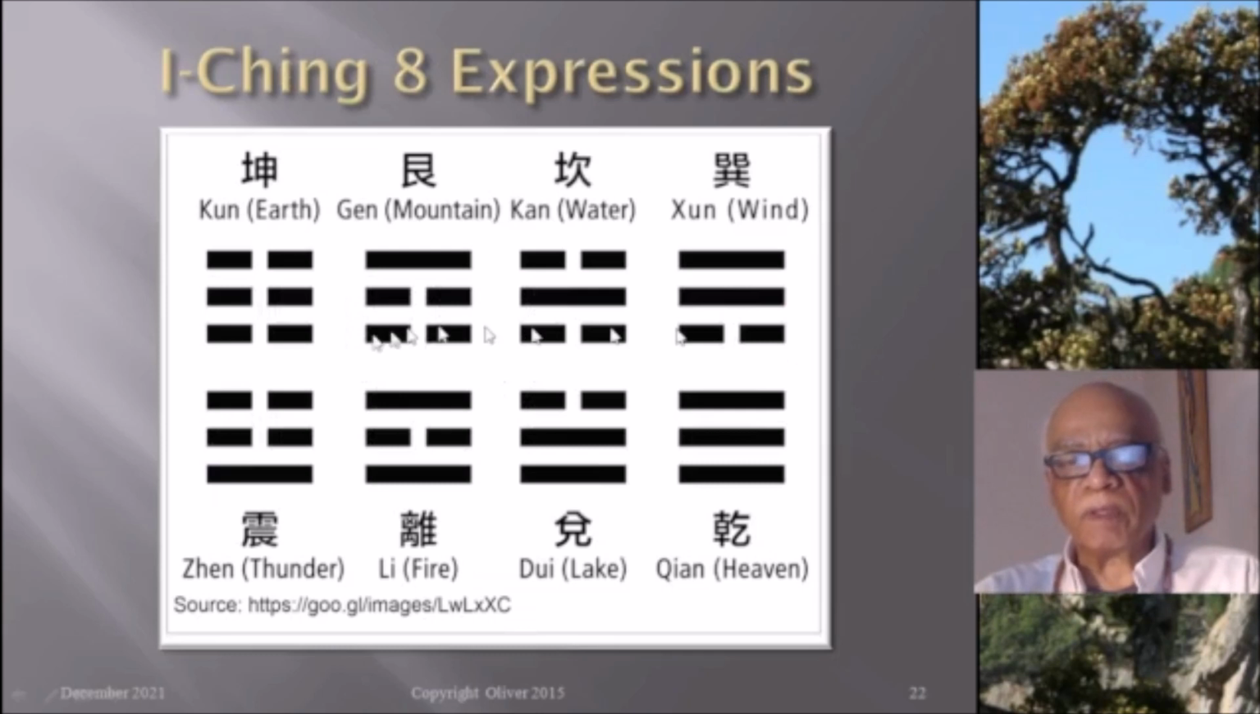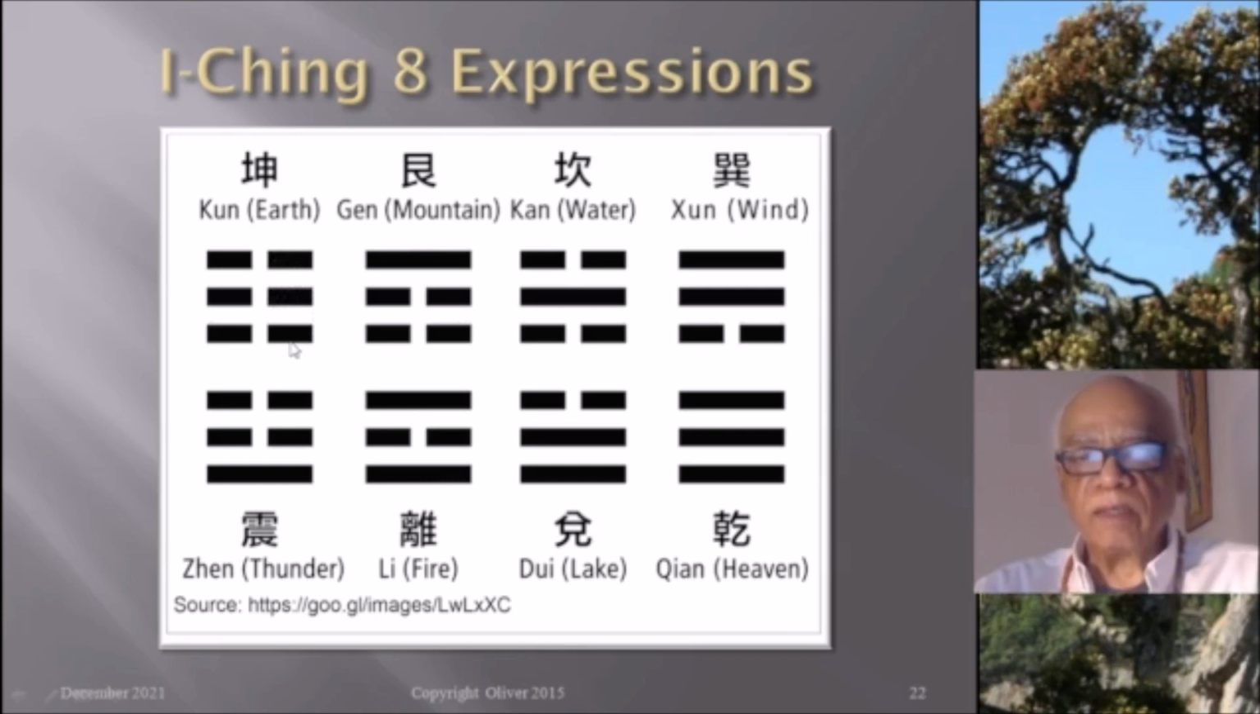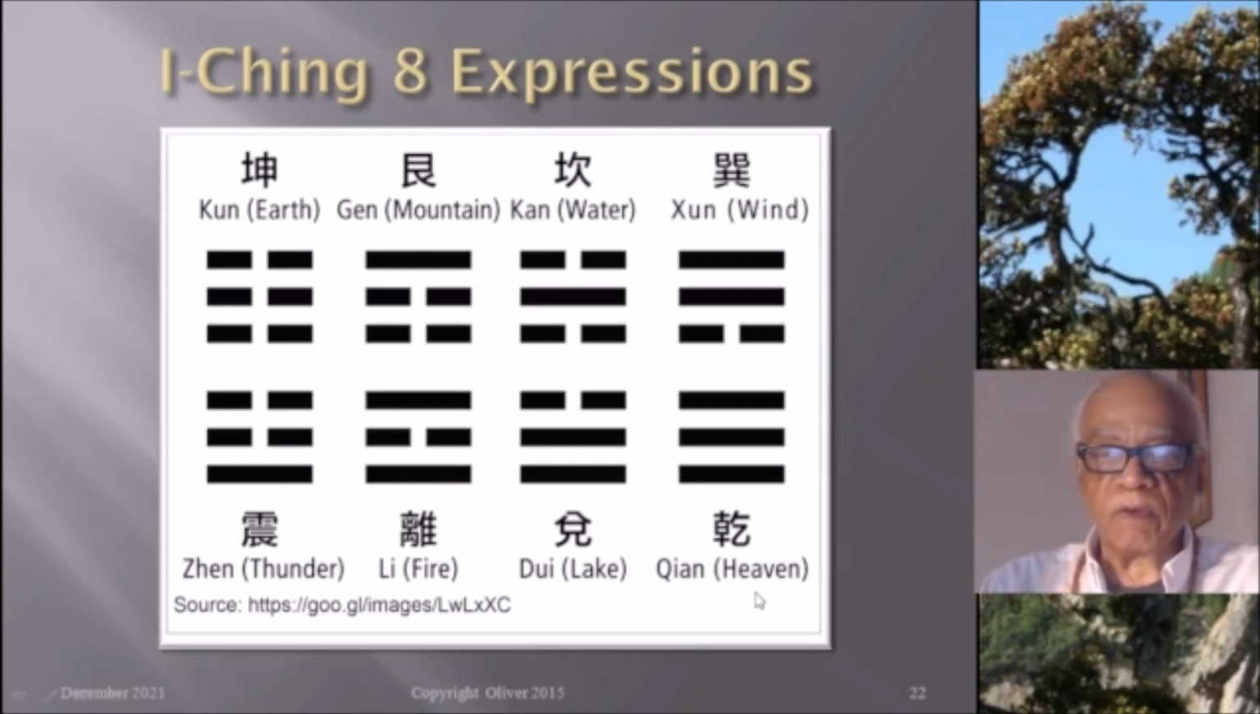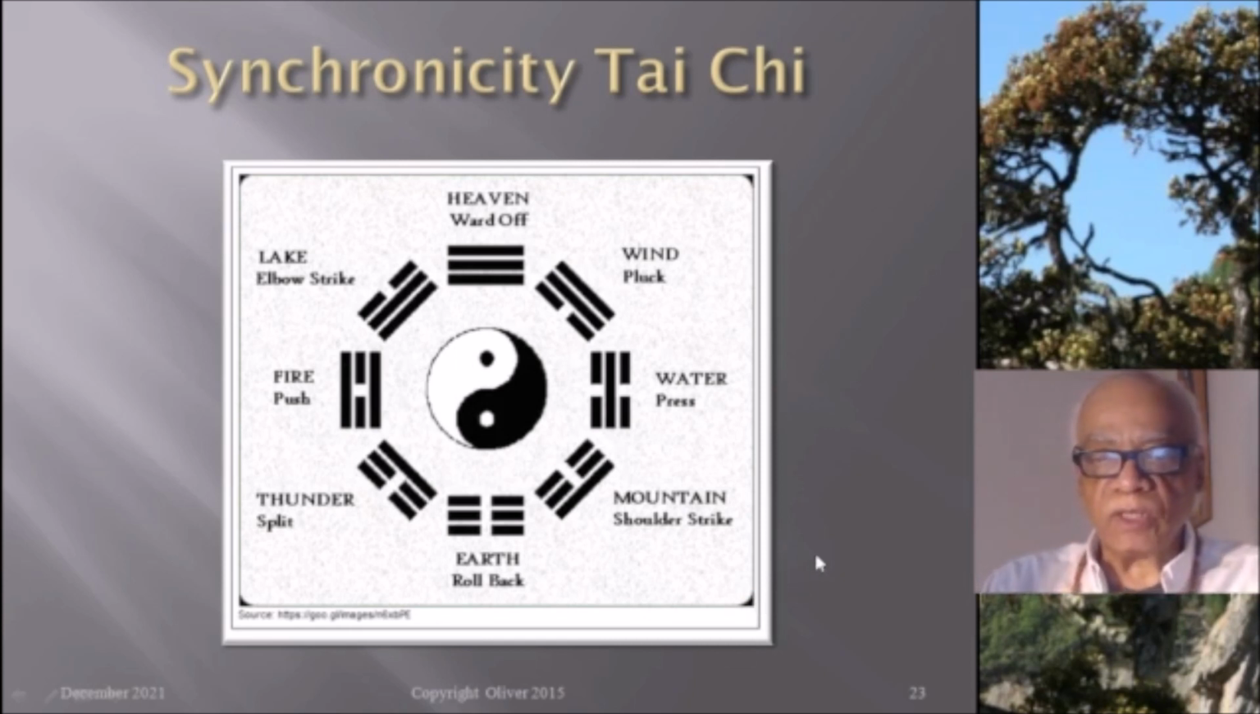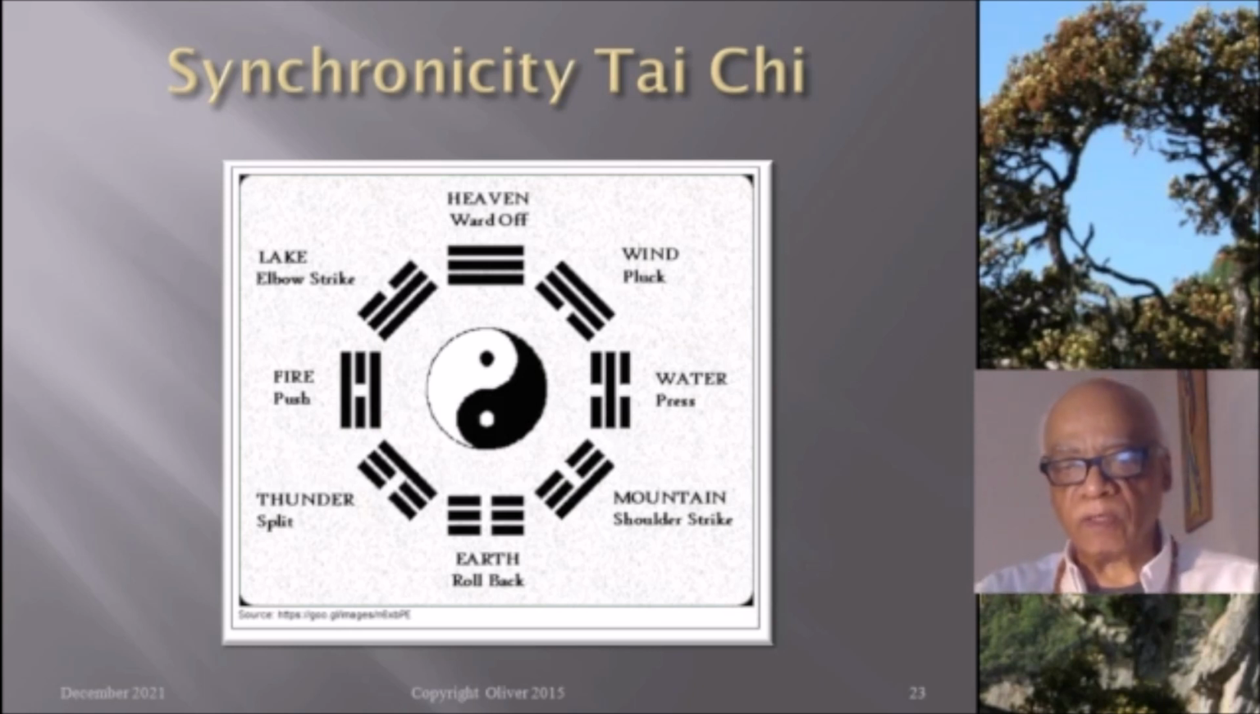And so there's something called the trigrams, three lines. And there are these eight trigrams, and they each have a name: earth, the mountain, the water, the wind, the thunder, the fire, the lake, and the heaven. And when they are combined, they form 64 different possibilities. And under the understanding of Tai Chi and the I Ching, all forces will resolve into another force. So things change.